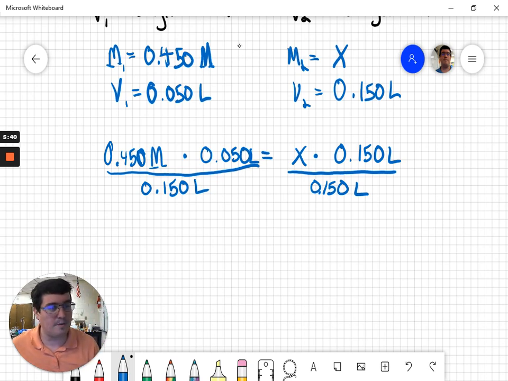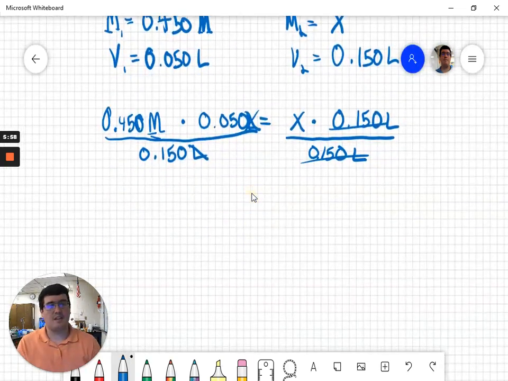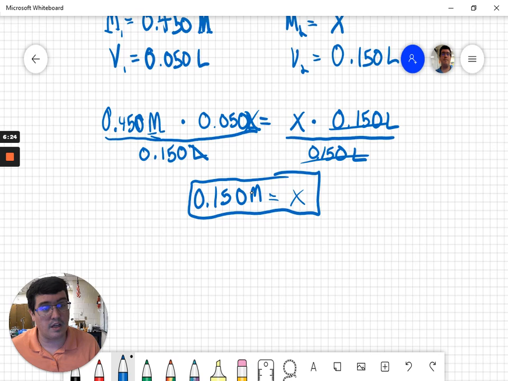So what cancels out? Anything on the top and the bottom cancels out. Gone, gone. And over on the left-hand side, we've got liters on the top and on the bottom. So X is going to have units of molarity. Is that what we want? It's asking us what is the new molarity. So check. That is exactly what we want. To find the number, we plug this into the calculator: 0.45 times 0.05 divided by 0.15 equals 0.150. Don't forget units on there: molarity. And we knew it was molarity because that was the only thing that didn't get canceled out. That's the answer. Just a little algebra.